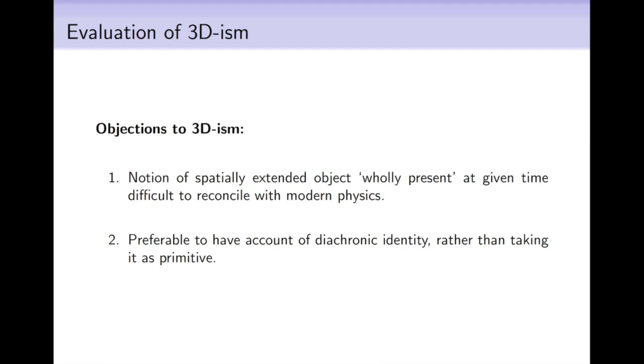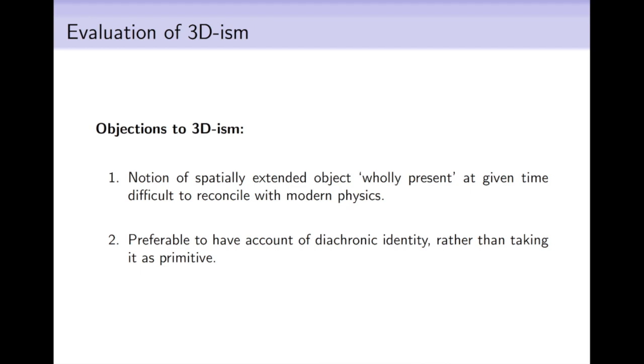What about further objections to three-dimensionalism? Well, I guess I've already covered the first one on this slide. Insofar as the distinction between space and time gets blurred in modern physics, the idea that there are spatially extended objects that have spatial parts and no temporal parts maybe becomes a bit more difficult to make sense of. But as I say, we'll think about that more later in term.